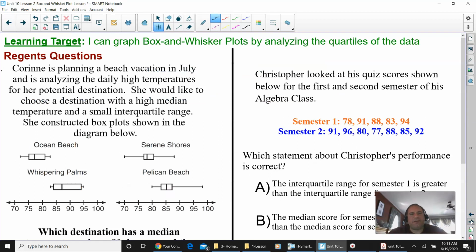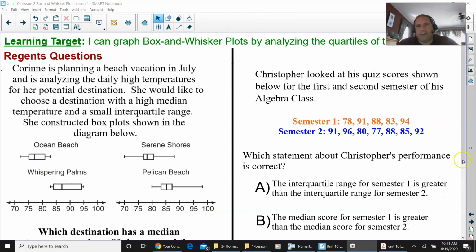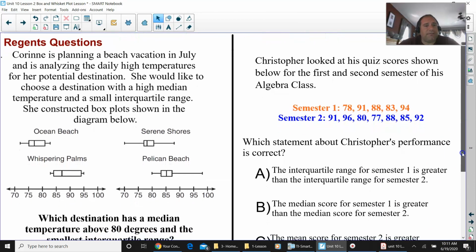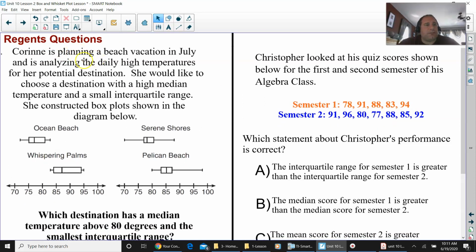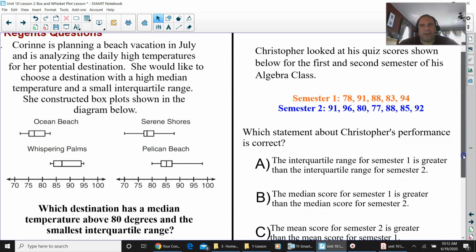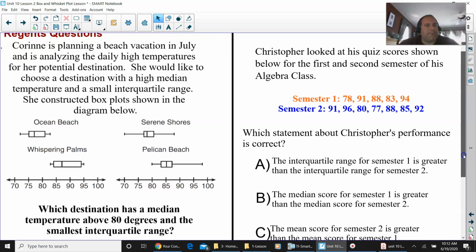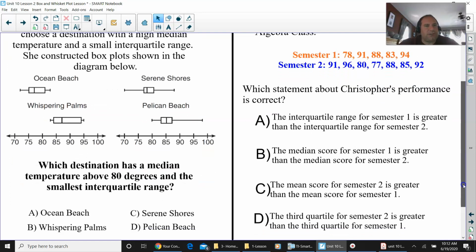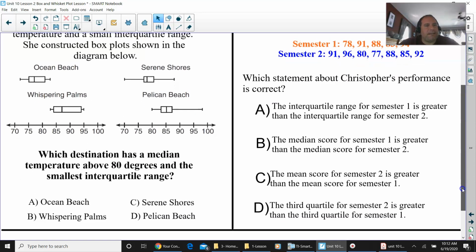Great. All right, here are some Regents questions. And these are the questions that when you're taking the Regents that you would have to answer. Green is planning a beach vacation in July and is analyzing the daily high temperatures for potential destinations. She would like to choose a destination with a high median temperature and a small interquartile range, a high median. She constructed the box plots shown in the diagram below. Just take a look. Which destination has a median temperature above 80 degrees and the smallest interquartile range?